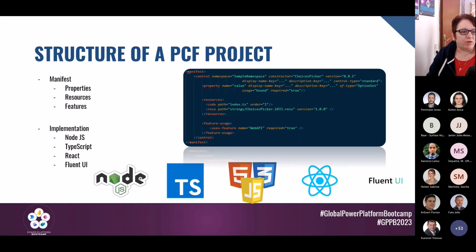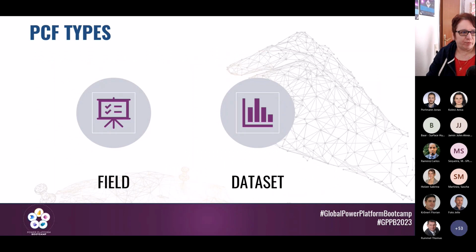From the implementation point of view, we are allowed to use modern front-end development like Node.js, TypeScript, React, and of course we're going to use Fluent UI because that's the same base as the Power Platform itself. So our components will pretty much easily look like the components from the Power Platform. There are two types of PCFs. We have the field PCF, which we can integrate on the forms, and we have the dataset PCF, which we can integrate for a collection of data.